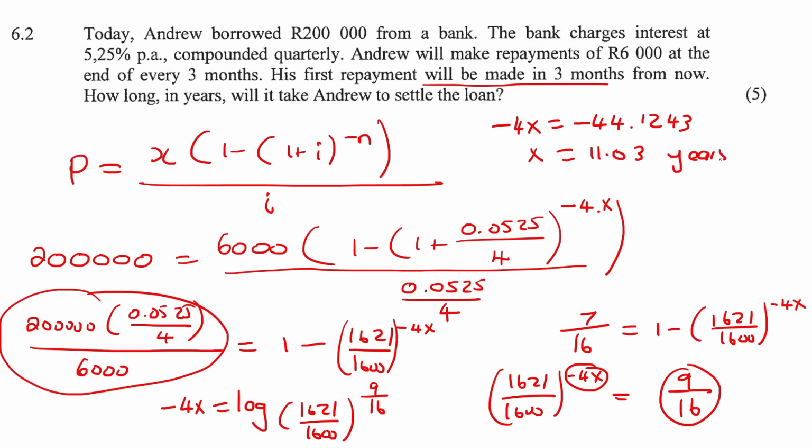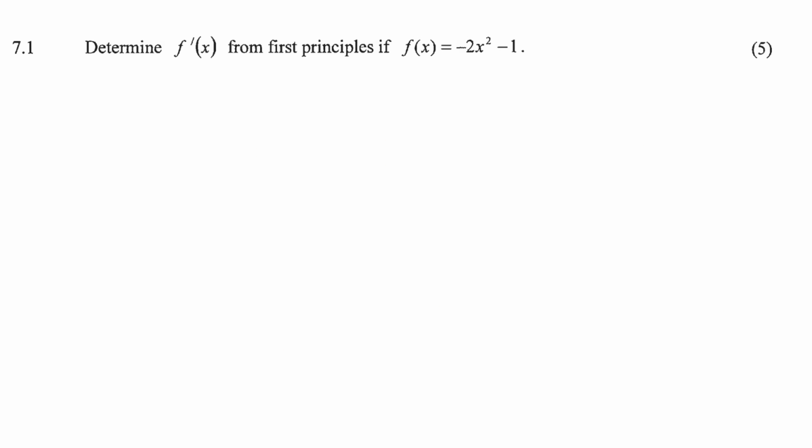11.03 years. This question wants us to determine the first derivative using first principles. Okay, so this is where we have to use the formula. The one that says that the first derivative is equal to the limit as h goes to 0, ooh, it's an ugly arrow, as h goes to 0 of f of x plus h minus f of x over h. Okay, so it's a super easy 5 marks.